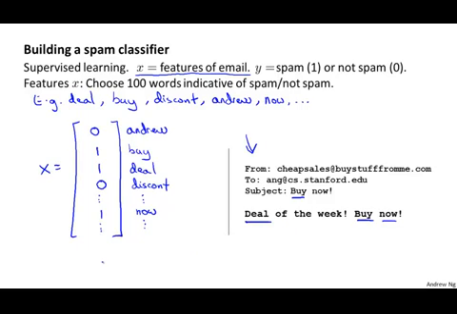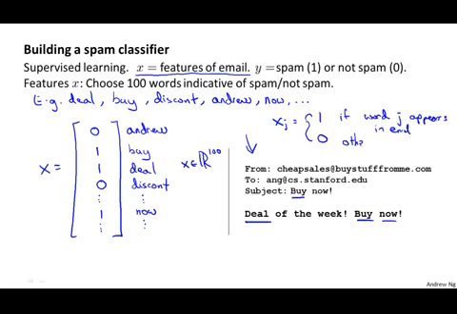So I put 1s and 0s in this feature vector, depending on whether or not a particular word appears. And in this example, my feature vector would have dimension 100 if I chose 100 words to use for this representation. And each of my features xj will basically be 1 if a particular word, let me call this word j, appears in the email, and xj would be 0 otherwise. Okay, so that gives me a feature representation of a piece of email.